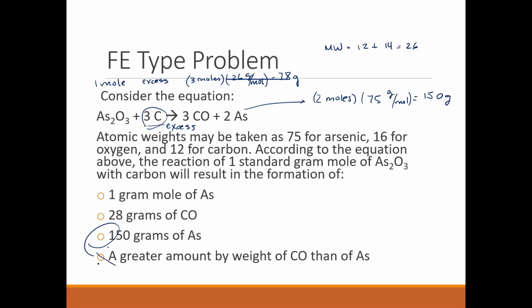And this cannot be true because, as we just showed, okay, we have almost twice as much arsenic formed than we have carbon monoxide. So you're given a balanced equation, and you're just calculating how much mass of each of these substances are produced.